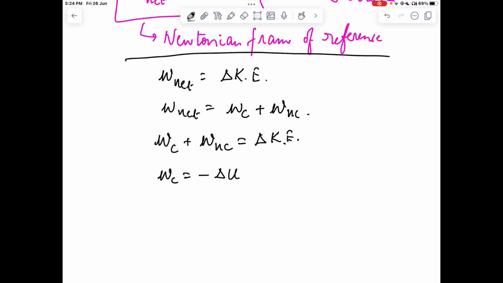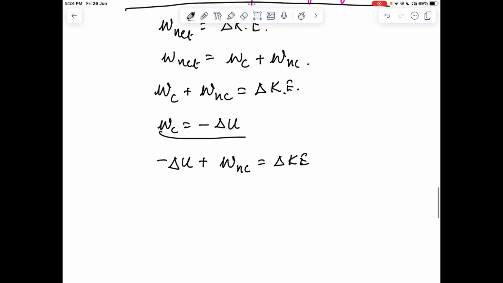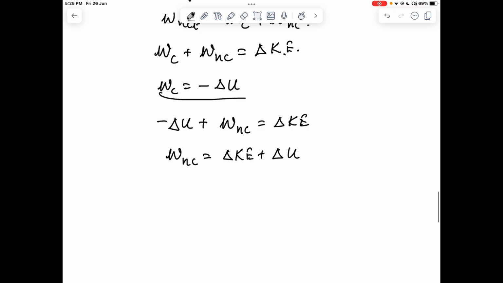Of course, we know that the work of a conservative force is equal to minus the change in the potential energy function. So if we substitute that into the equation, we have minus delta U plus work of the non-conservative force is equal to delta KE. Therefore, work of the non-conservative force is equal to delta KE plus delta U, right? So this is another form of the work energy theorem.